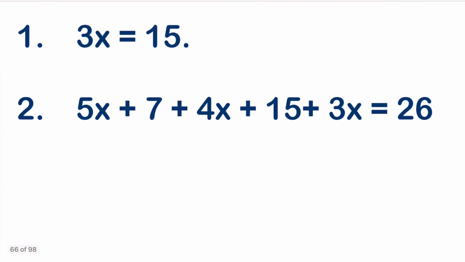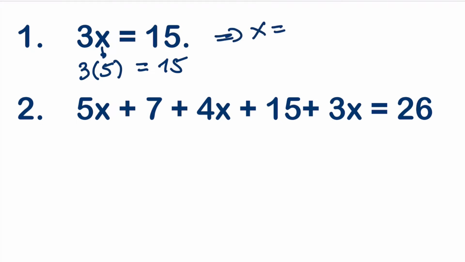For the first question, we have 3x is equal to 15. What does 3x mean? It means 3 times which number is 15. If I want to write it in this form, 3 times which number is equal to 15. So we know that 3 times 5 is 15. So this implies x is equal to 5.